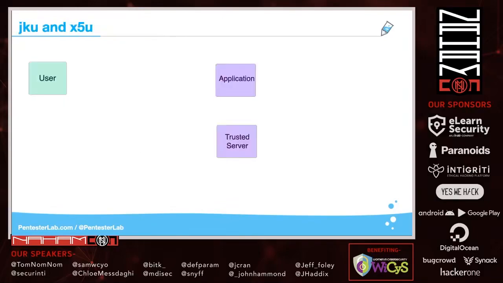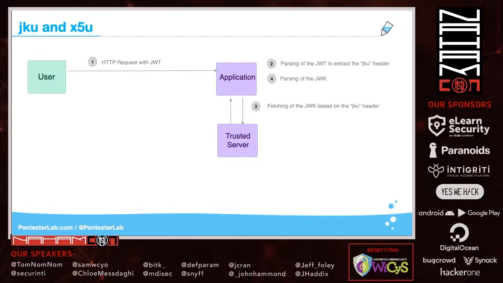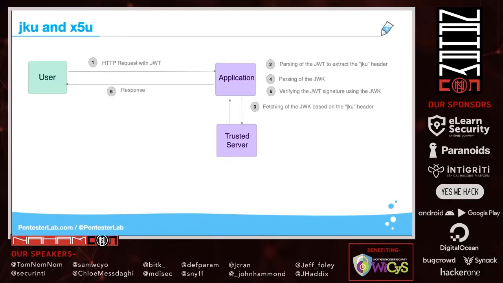So let's see how it works. You have a user that is sending a JWT with a token in it. The application parses the JWT to extract the JKU header. Then it fetches the JWK based on the JKU header, and it parses the JWK, and then it's verifying the JWT signature using the JWK, and it's returning a response. So that's the classic case. No one is doing anything malicious yet.